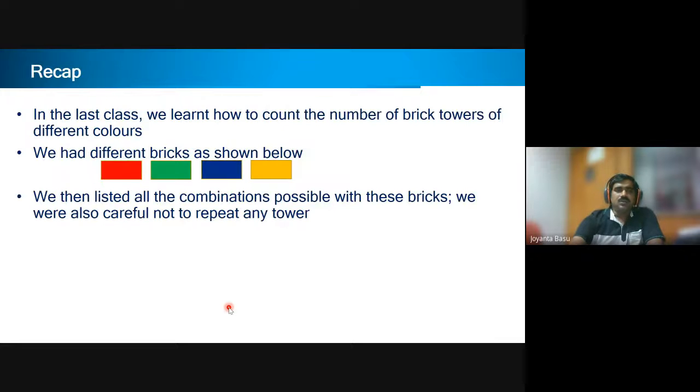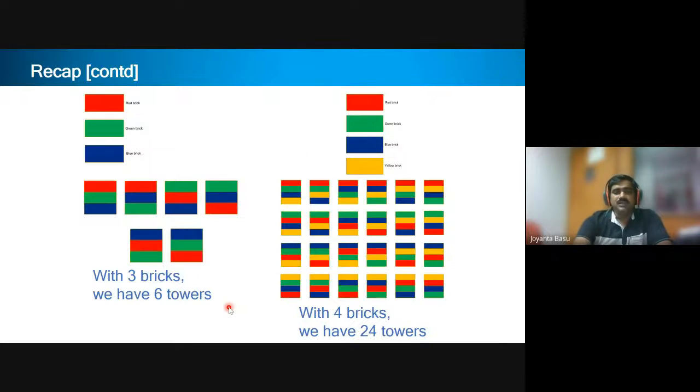So in the recap, we have listed and drawn the different towers, and we listed all the possible combinations with these bricks. We are also being careful not to repeat any tower. So these are the probable combinations: with 3 bricks we have 6 towers, with 4 bricks we can have 24 towers. These are the maximum possible combinations if we draw this way.